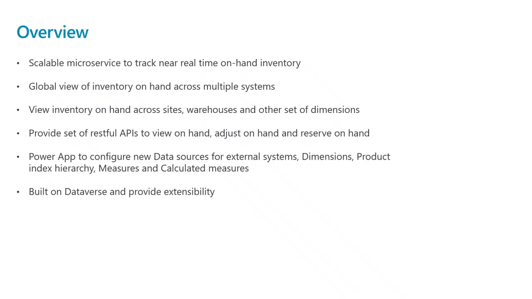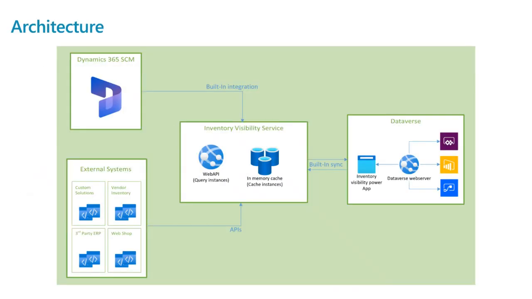Now let's look at the architecture, how it's been designed. As you can see in the diagram, in the middle part, we have the inventory visibility service itself. It consists of 2 components, the query instance as well as the cache instance. The cache instance is the one which holds all of the inventory data.